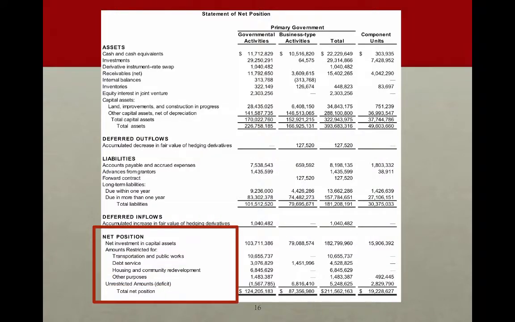And here is the net position section. It should look to you exactly like the net asset section looks. You can see that restricted net position is shown by purpose of restriction. Unrestricted net position is the last line. The first line, net investment in capital assets, that used to be called invested in capital assets net of related debt. That should be very familiar looking to you as it is.